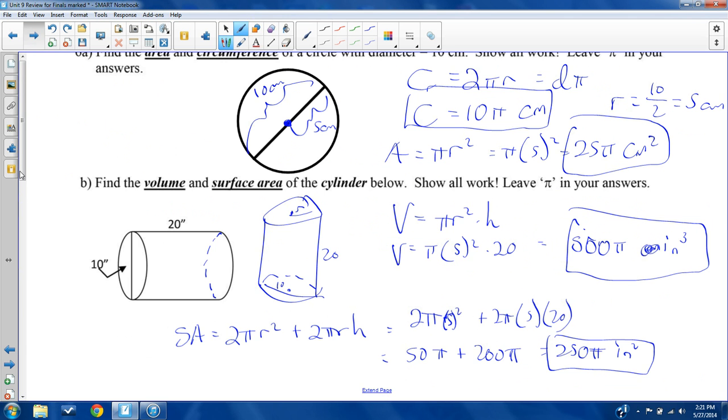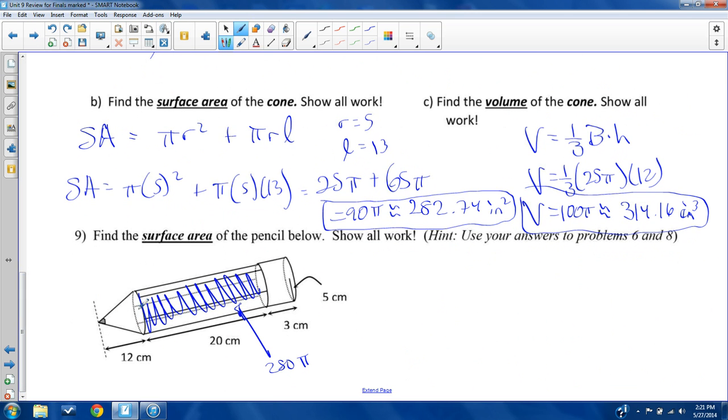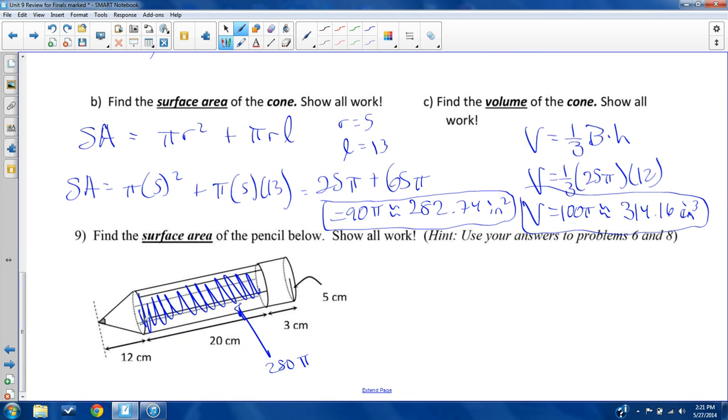So this portion right in here, well, not in here, but the surface area right there is 250 pi. The pencil portion is also the same as the cone that we had over here. It has a radius of 5 and a height of 12. So you'll see this here, radius of 5, as you can see here on this side 5, on this side 5, and a height of 12. So we want to find the surface area of that.